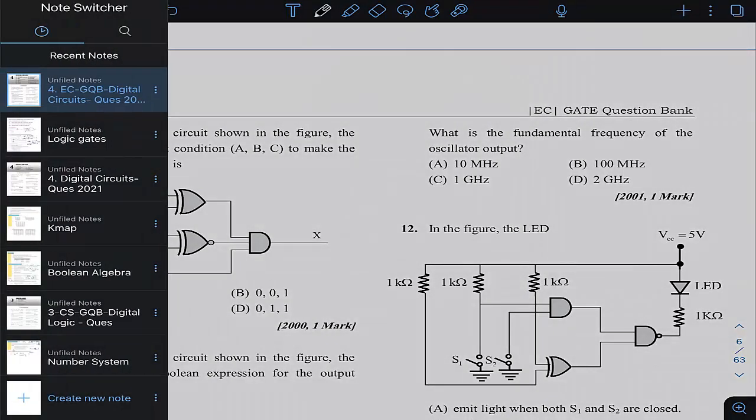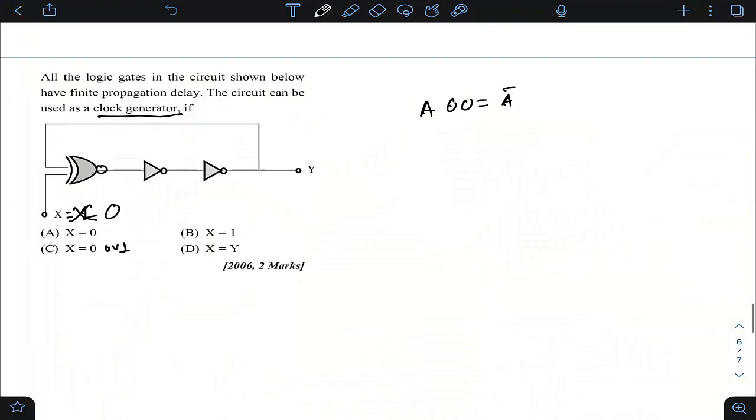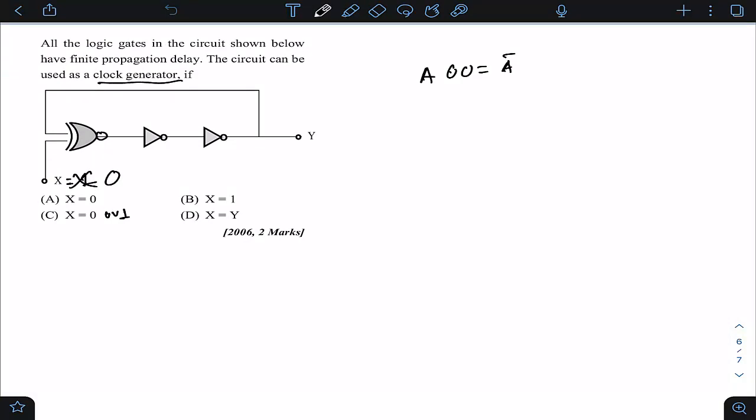Okay, so this is the application of using NOT gates as a square wave generator. I hope this logic is clear to all of you students.